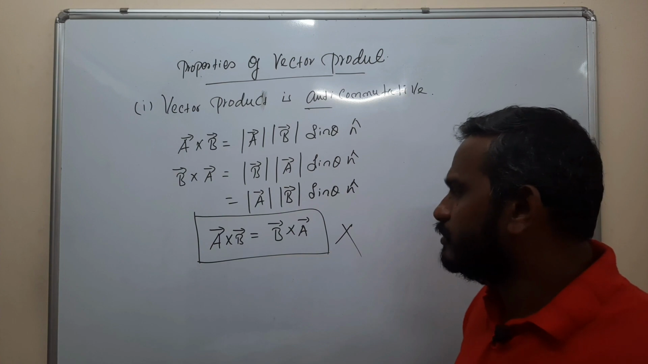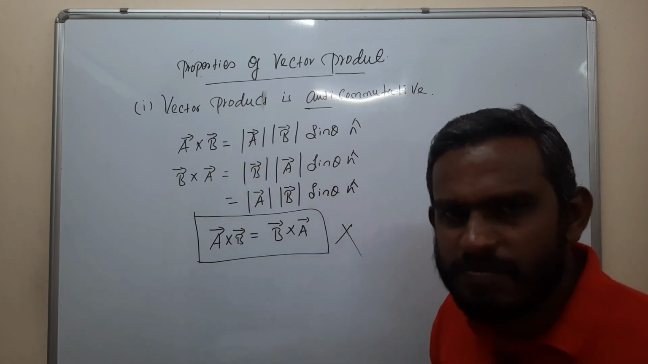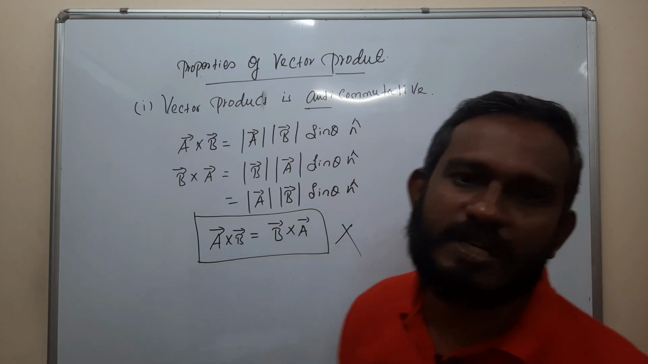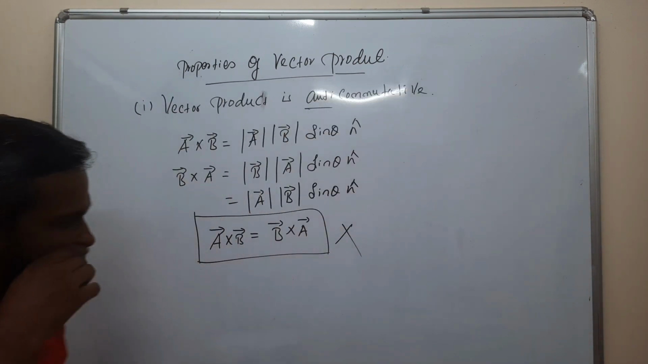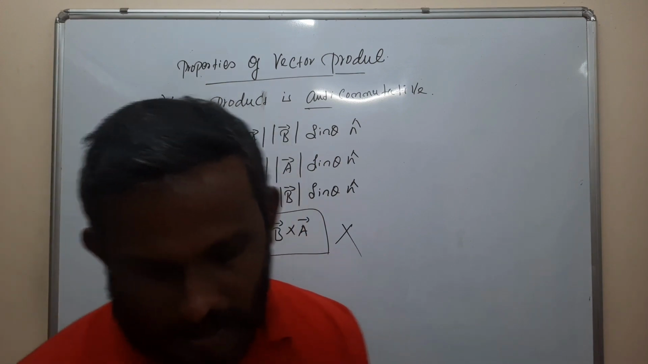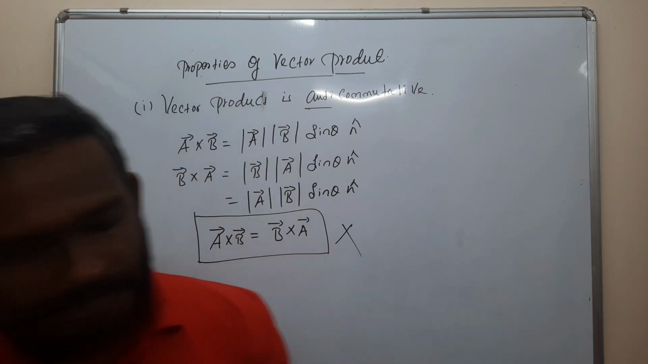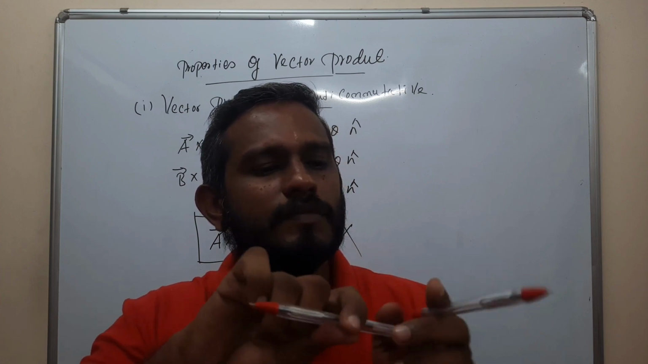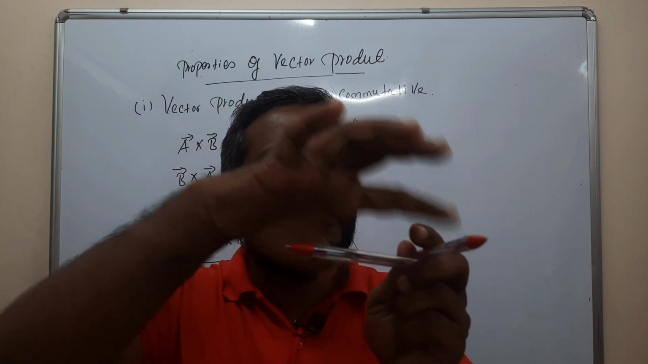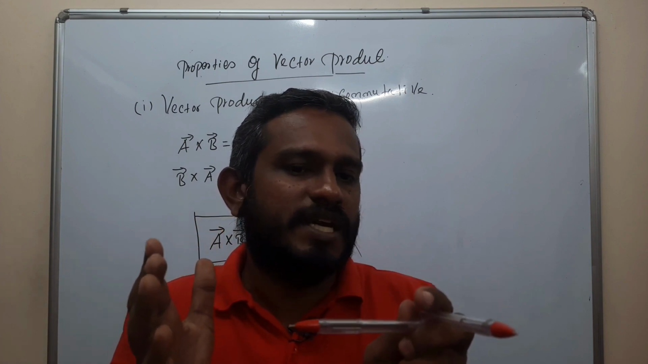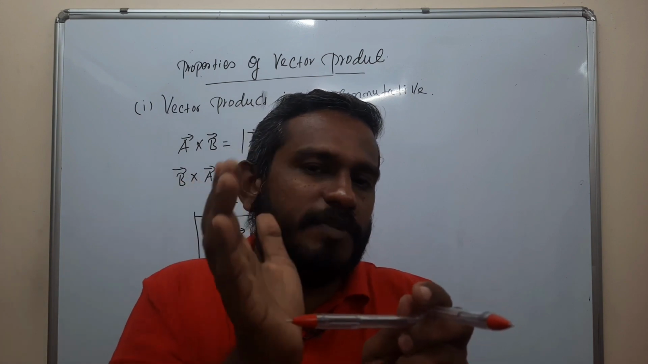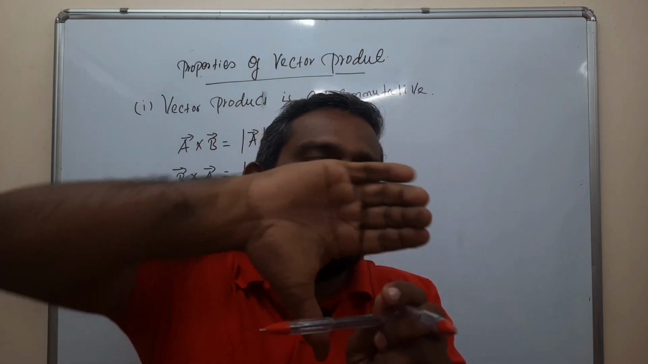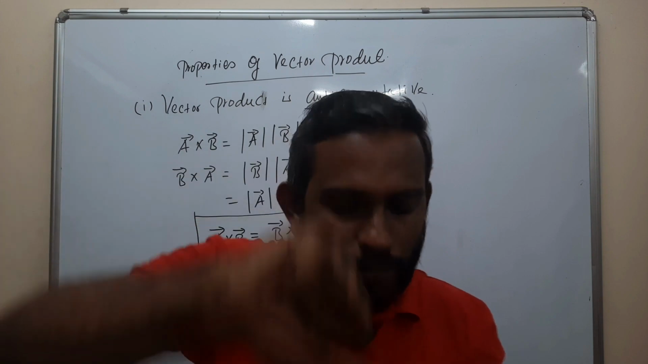So the magnitude is same for a vector cross b vector and b vector cross a vector, but the direction is different. We have already seen that. A vector cross B vector means from A vector to B vector, so the direction is in this way. For B vector cross A vector, the direction is the other way.